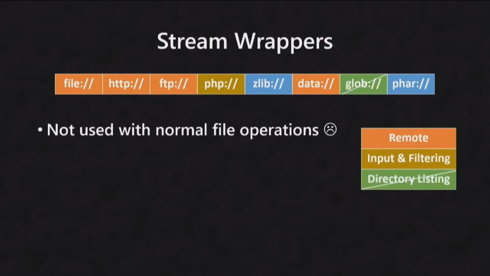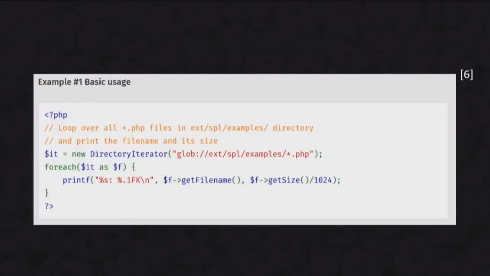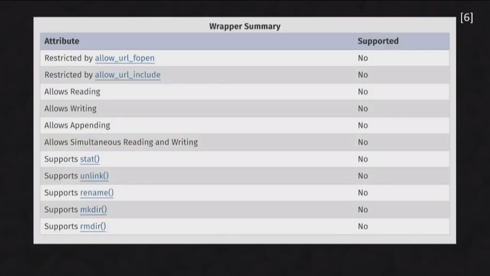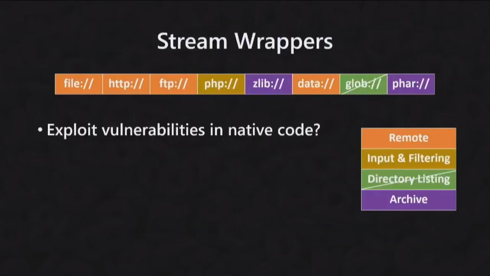The next stream wrapper, there's one called glob, which whenever I'm looking through these, I think is going to be really useful and allow you to get directory listings. But it doesn't work the same as the others, so you can't file_get_contents on a glob URL and get a listing of files. This is the example they give in the manual. They use a directory iterator with a glob URL. Similarly, each stream wrapper has a list of what features it supports, and glob literally supports none of them.